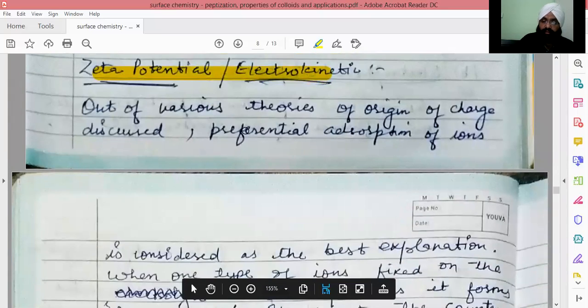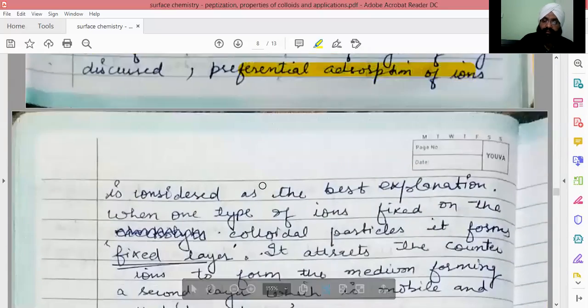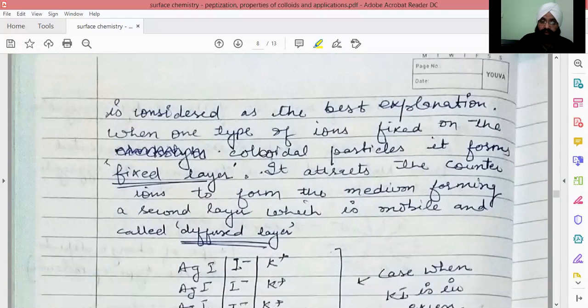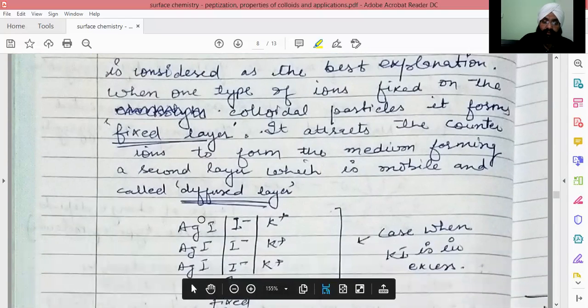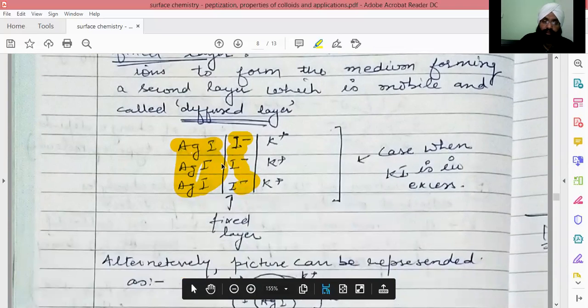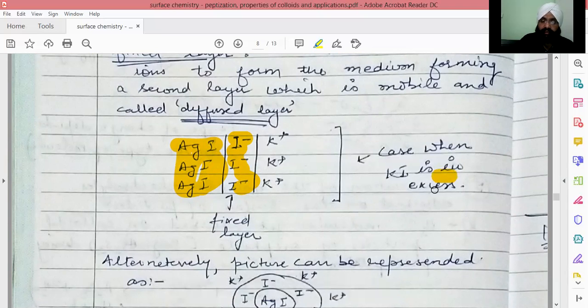Next topic is zeta potential. So preferential adsorption of ions is the basic theory which is accepted at large for the explanation of the reason behind the origin of the charge on the sol particles. So basically here we have the sol particles, and the common ion to them is iodide ion if we are using potassium iodide and silver iodide. So case we are using potassium iodide in excess.